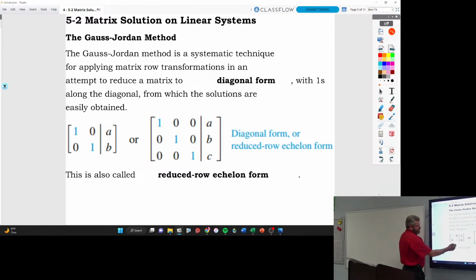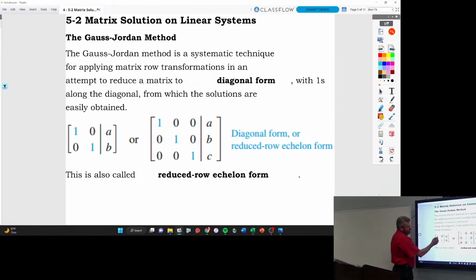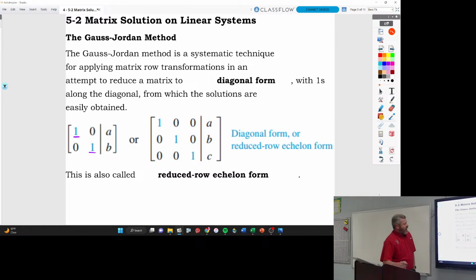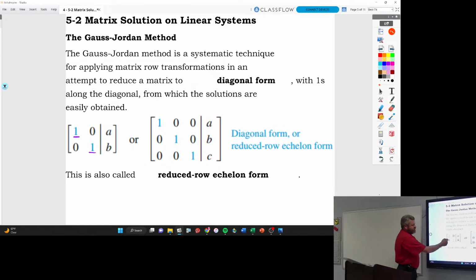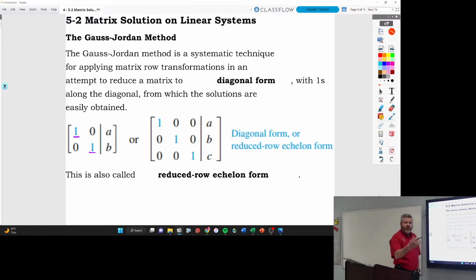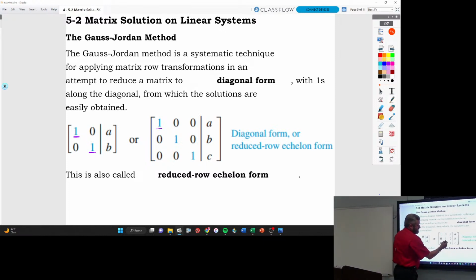So if you'll notice in this 2 by 3 matrix, we have a 1 and a 1 here. That's your primary diagonal there. So that primary diagonal has ones in it, and if you'll notice, everything else on that left side is a 0. If we had a matrix with 3 equations, so we have a 3 by 4 matrix here, we still have ones on that primary diagonal. Everything else is 0.